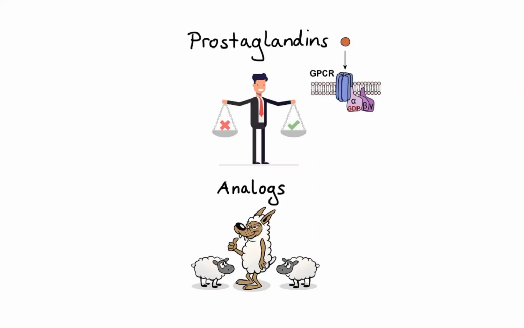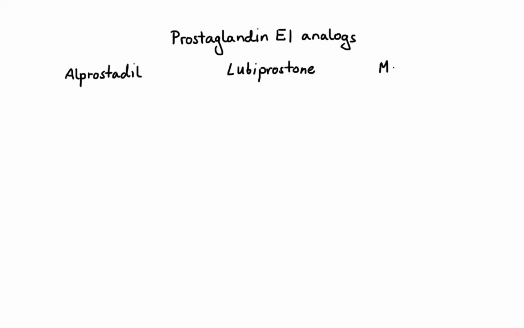So now let's discuss some of the commonly used prostaglandin analogs, starting with analogs of prostaglandin E1. Examples of agents that belong to this group are alprostadil, lubiprostone, and misoprostol. Although all these agents are derived from prostaglandin E1, they were designed for different therapeutic purposes. So alprostadil has 2 main therapeutic uses.